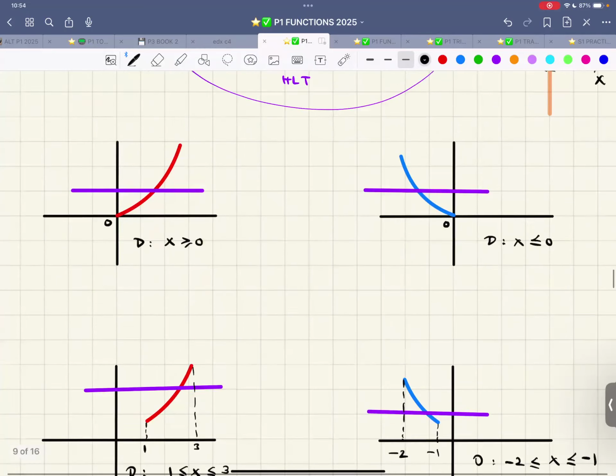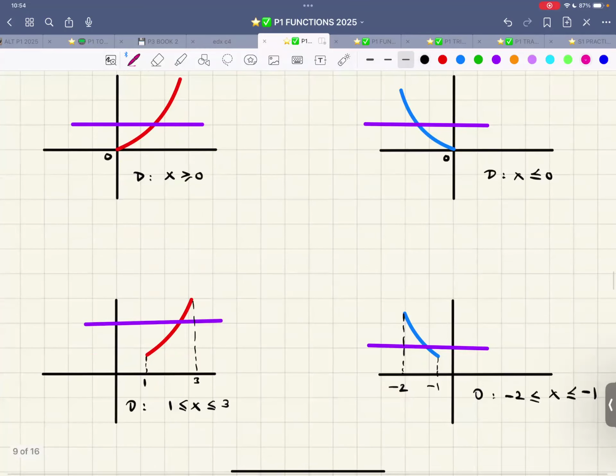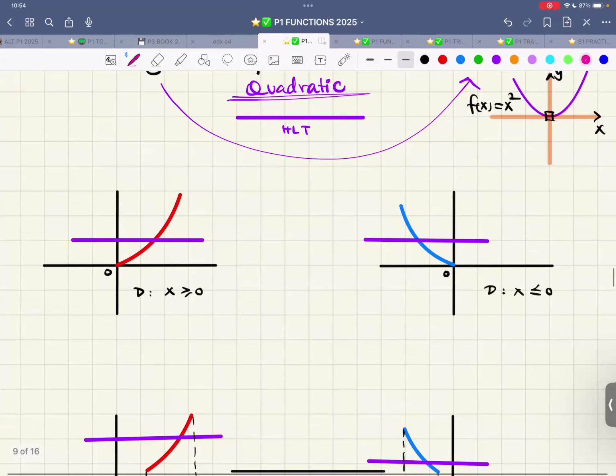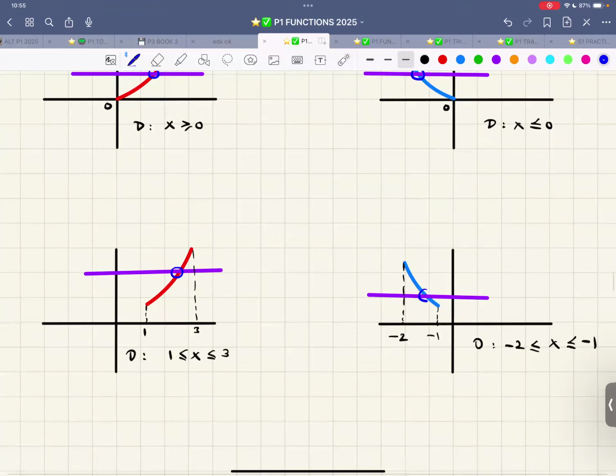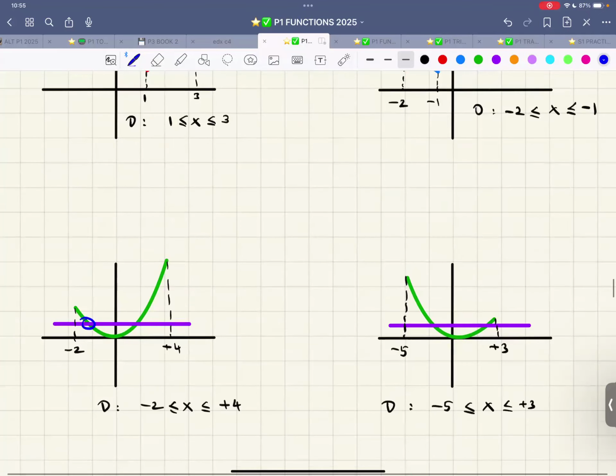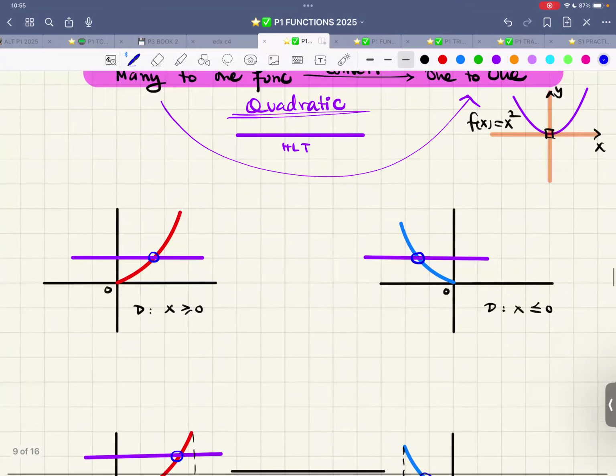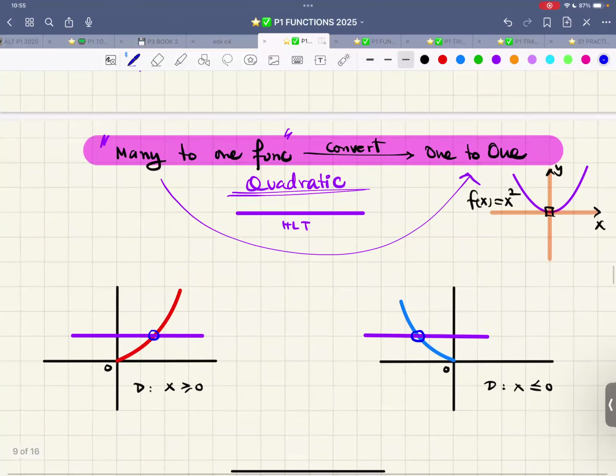Now, what do you observe? We observe that it's cutting at one point. So let me just highlight this. This is cutting at one point, cutting at one point, cutting at one point, cutting at one point, cutting at 2 points, cutting at 2 points. So this one is a one-to-one function. So let me choose a color. Green is good. So this one is one-to-one.